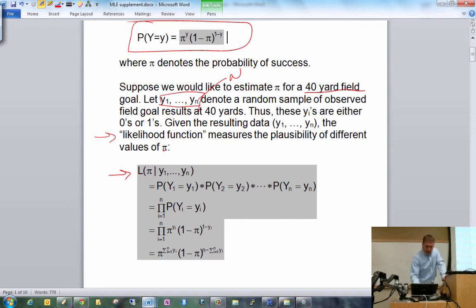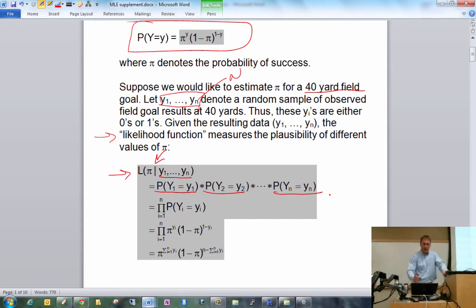And notice we have this little vertical line here. How is that vertical line usually used in statistics? What does that usually mean? Conditional, or given. So L of pi given my observed data. And all that a likelihood function is, is you simply take the product of all your Bernoulli distributions, evaluated at either y equals 0 or y equals 1. That's it.